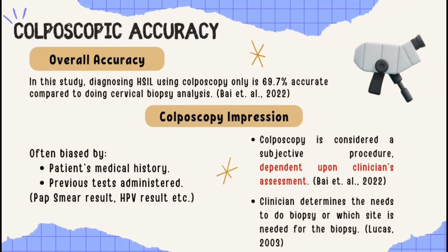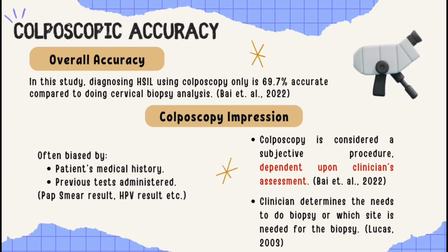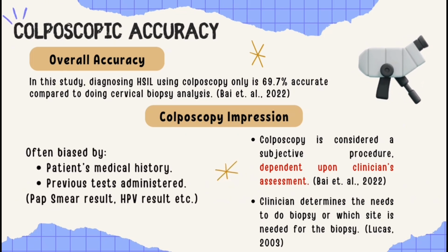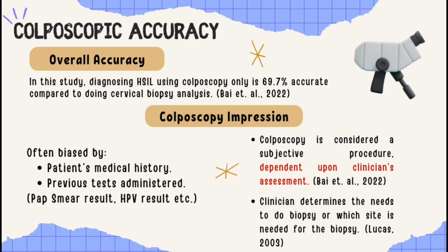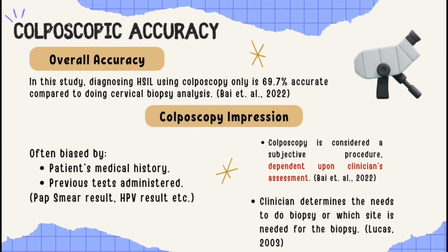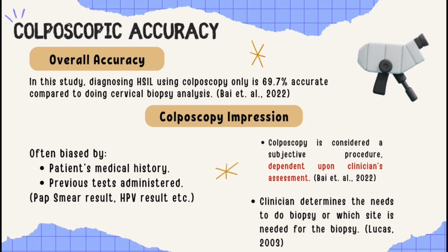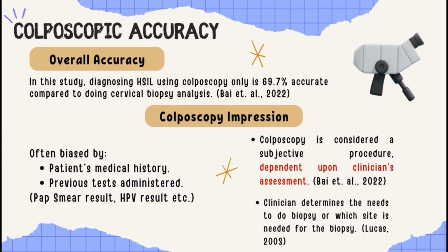In this study, diagnosing high-grade squamous intraepithelial lesion using colposcopy is 69.7% accurate compared to cervical biopsy analysis. The colposcopic impressions are often biased by the medical history of patients and previous tests such as Pap smear results or HPV results. This is because the results are used as guidance by clinicians during the colposcopy. As shown earlier in the video, colposcopy is considered a subjective procedure, as it is dependent on the clinician's assessment.